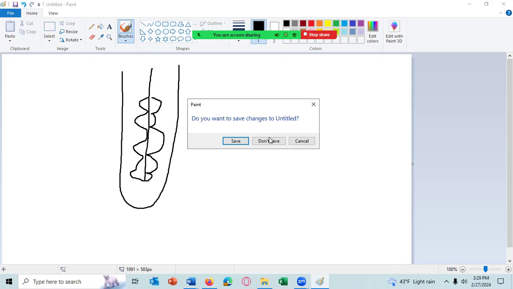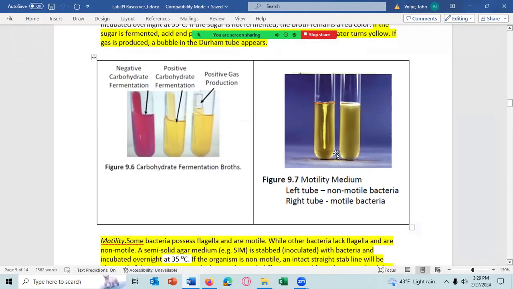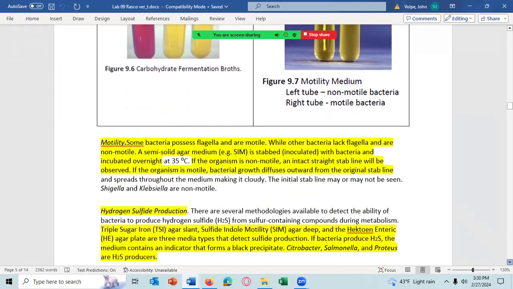If it's very motile bacteria, it'll move further than the flares, and you'll see that the whole tube is cloudy. That's because the bacteria are everywhere in the tube, and this is a very motile bacteria. So you don't even see the stab because it's so cloudy, and the bacteria is growing everywhere. Any questions about the motility test? All right, if bacteria are motile, remember they have a flagella.